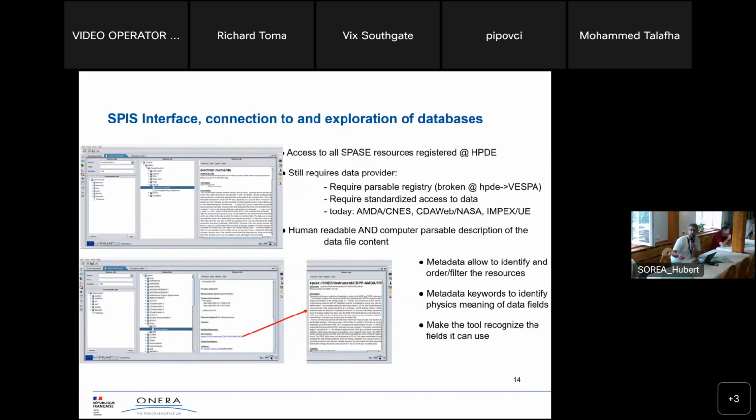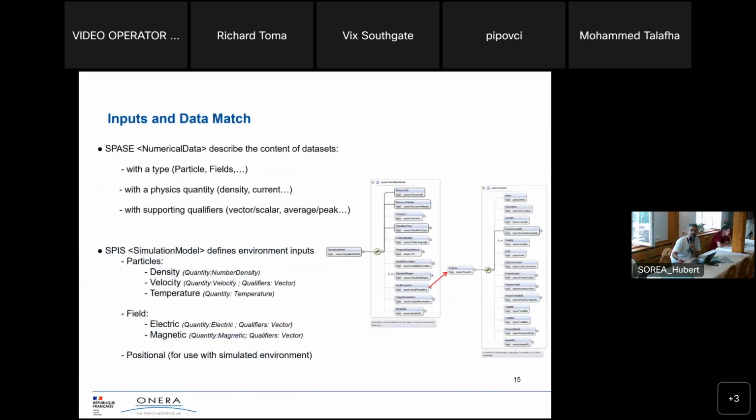So the SPASE format provides a human-readable and computer-parsable description of the data file content. So you can navigate as a user in the available data to retrieve the one you're interested in. And you can follow the links to see information about missions and so on. The metadata allows to identify and order the resources. And the metadata keywords also allow to identify the physical meaning of the fields, which is used by the tool to tell the user which fields can be imported by SPACE.